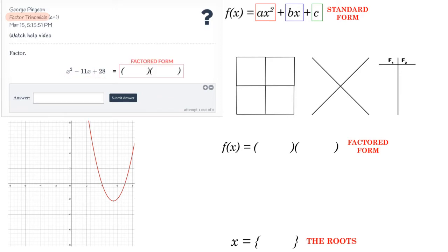Now, when you're factoring trinomials, you're taking this expression, which is in standard form, and you're converting it into factored form. So let's rewrite our trinomial expression here at the top. We have f of x equals x squared minus 11x plus 28. Now notice that there's no coefficient a in front of the x squared, which means that the coefficient is just 1. This makes it a lot easier to factor a trinomial.